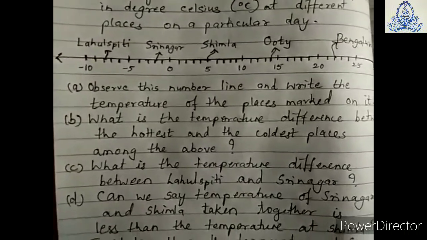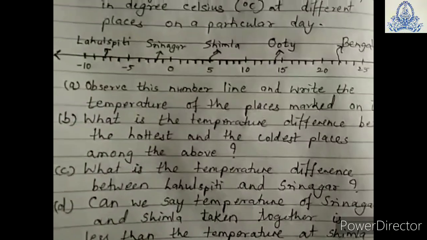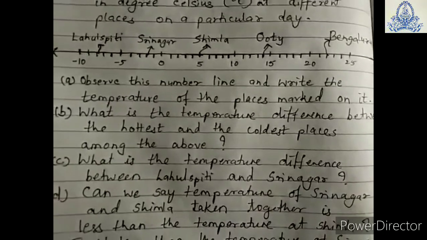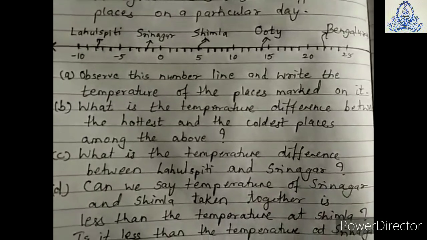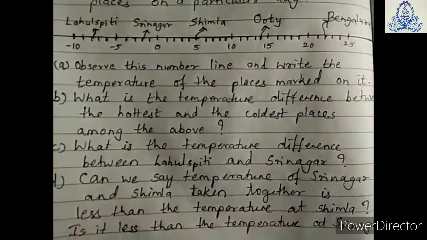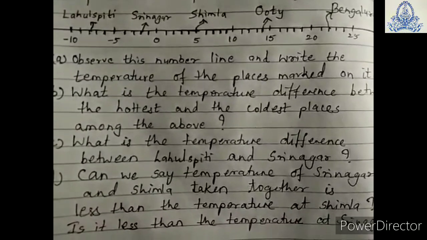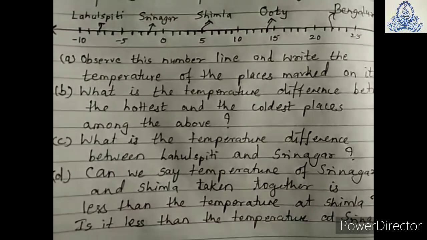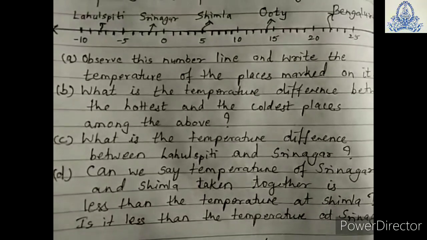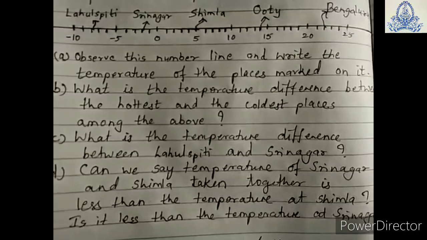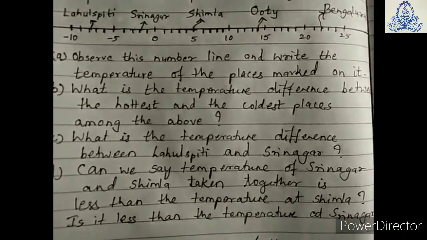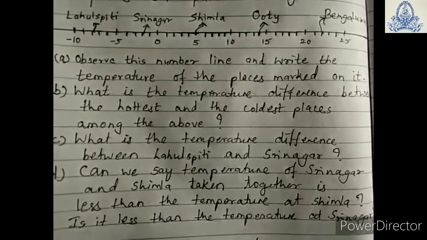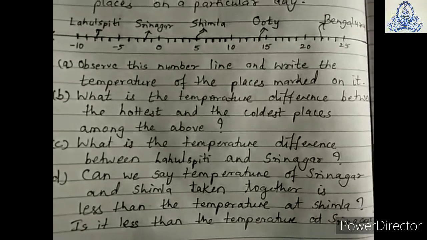There are 4 questions in total, A, B, C, D. Question A asks us to observe this number line and write the temperature of the places marked on it. Question B: what is the temperature difference between the hottest and the coldest places among the above? Question C: what is the temperature difference between Lahaul Spiti and Srinagar? Question D: can we say the temperature of Srinagar and Shimla taken together is less than the temperature at Shimla, and also less than the temperature at Srinagar?